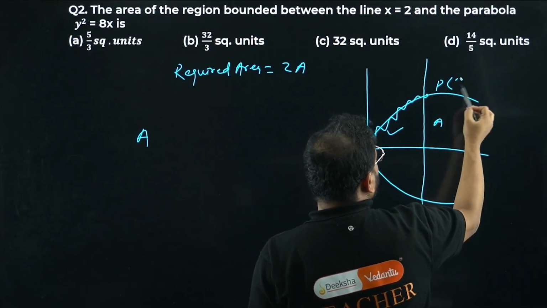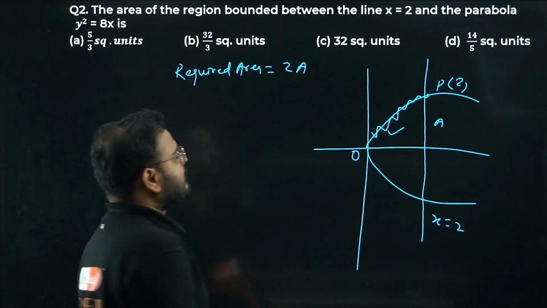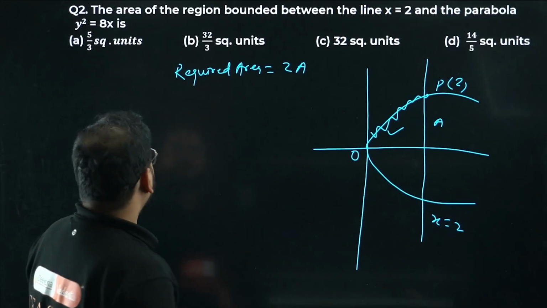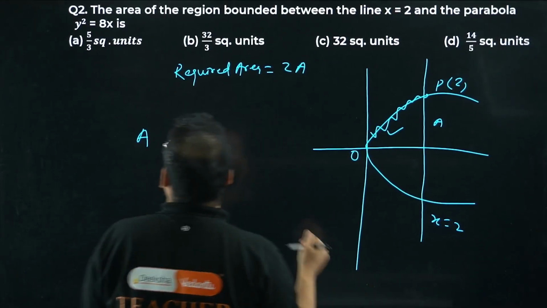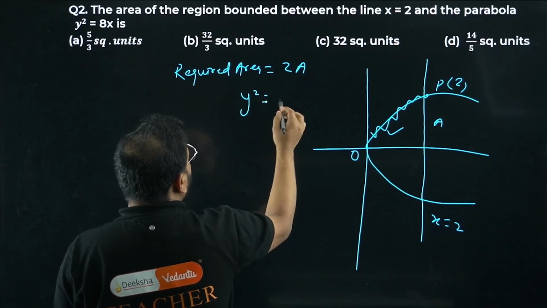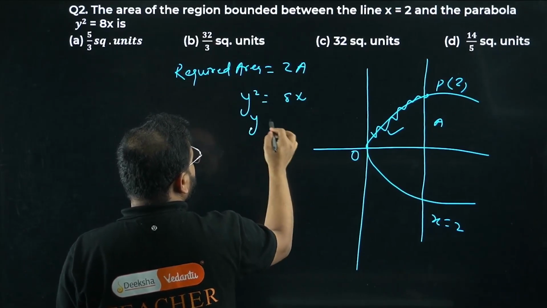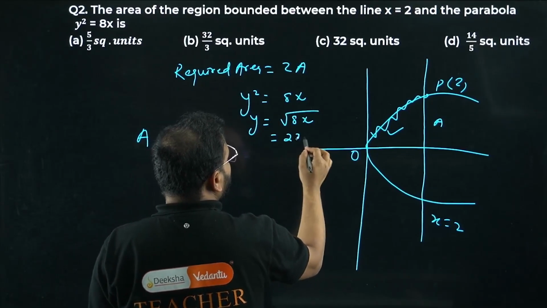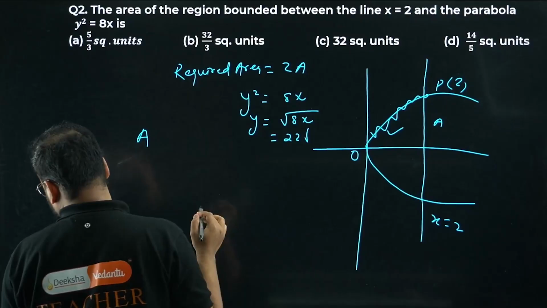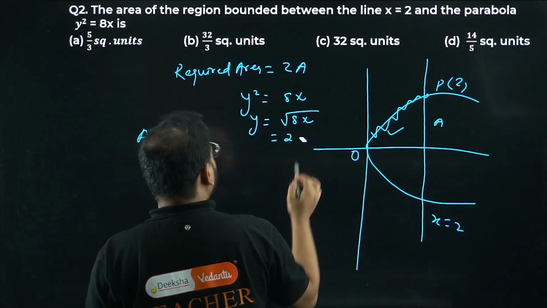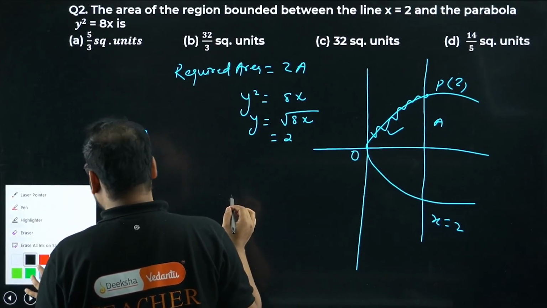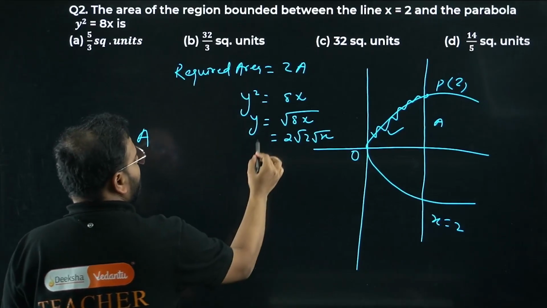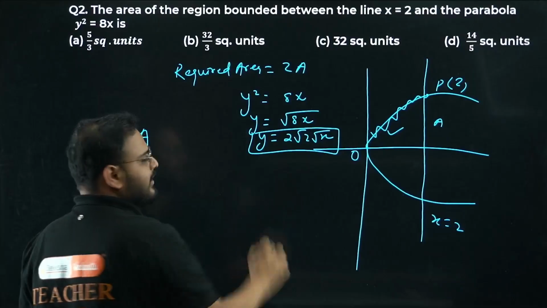What is the x coordinate? 2 here. What is the y coordinate? We'll find that, okay? But I think x is good enough. We don't have to find the y coordinate. What is the function given as? Y square equals to 8x. So y equals to root 8 of x. So basically 2 root 2 root x. 2 root 2 and root x is there, of course. This is the value of y. Please check. This is clear.